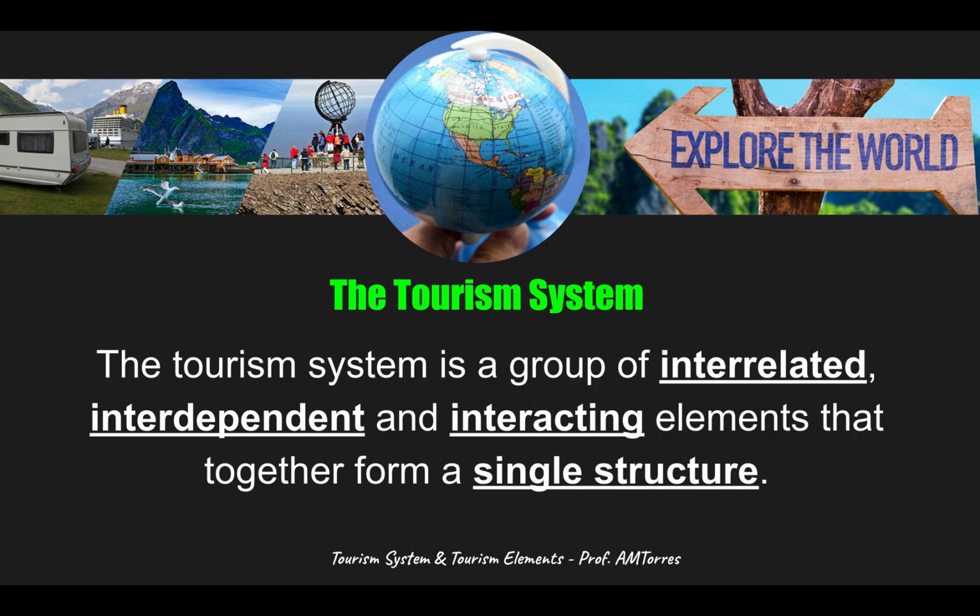So here we see that tourism system is a group of interrelated, interdependent, and interacting elements that together form a single structure. So I guess if we look at the three highlighted and underlined words, you will see that there is just a nuance or a slight difference between the three. Because when we say interrelated, there we can see the connection, the interrelation of the parts of the system.